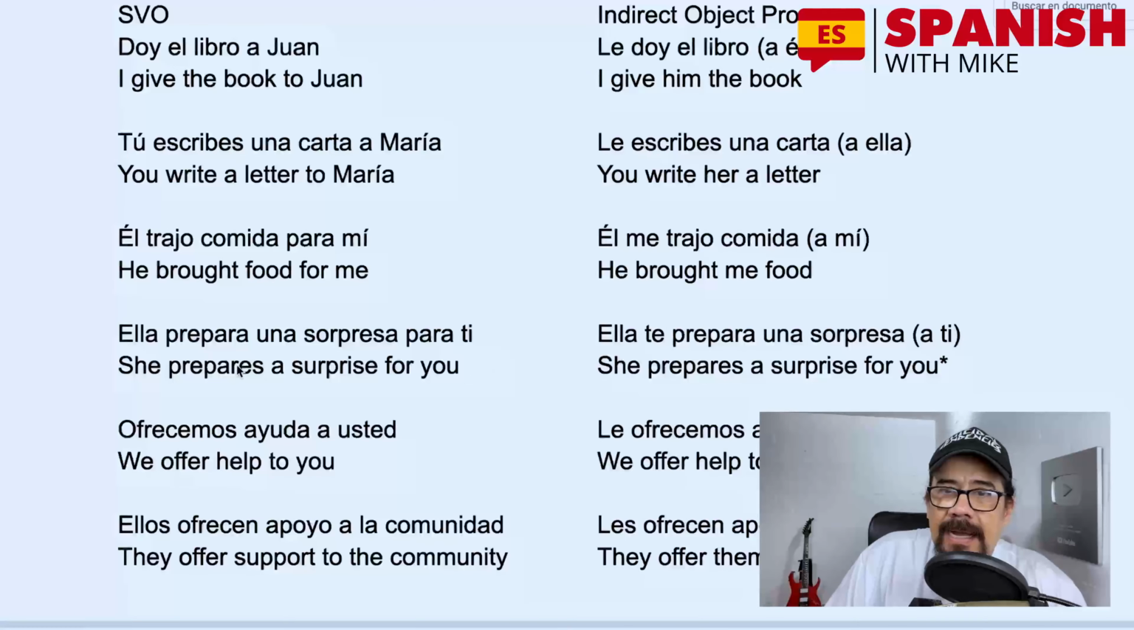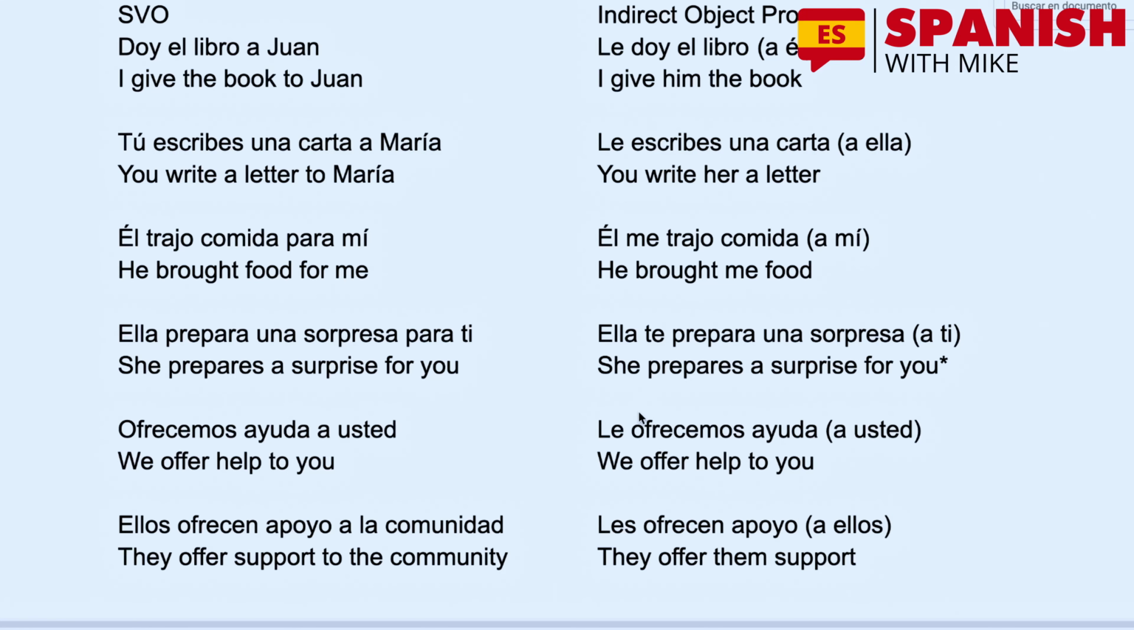So let's take a look at some sentences. I'm going to remove my video from here right now. Once again, we have the left column, the subject, verb, object sentence structure, and the right column we have the indirect object pronoun structure. In this case, we have "doy el libro a Juan." "Yo doy el libro a Juan." I gave the book to Juan.